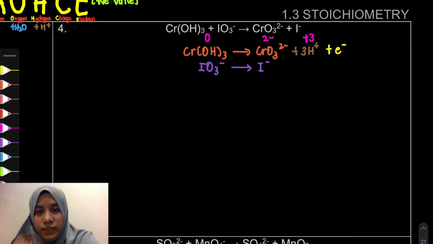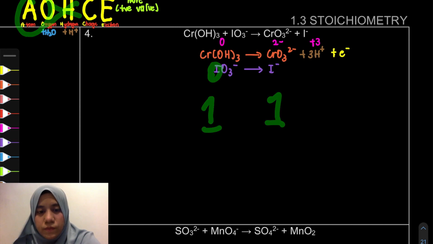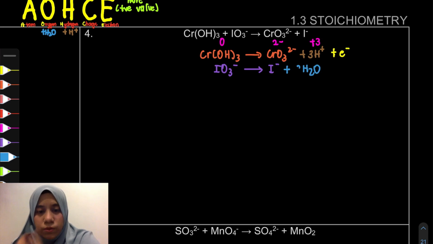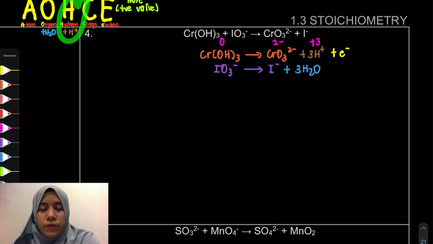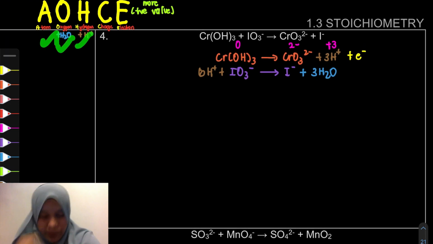So, IO3 minus becomes I minus. What we're going to do is balance the atoms, starting with oxygen. Oxygen is balanced by adding H2O, so we add 3 H2O. Now we're going to add hydrogen. We have 6 hydrogen, so we balance it by adding 6 H+.